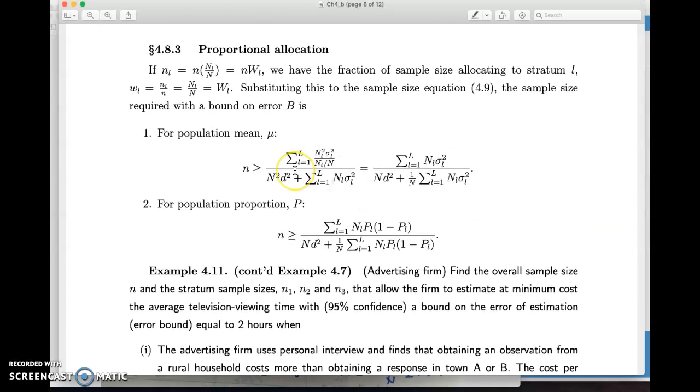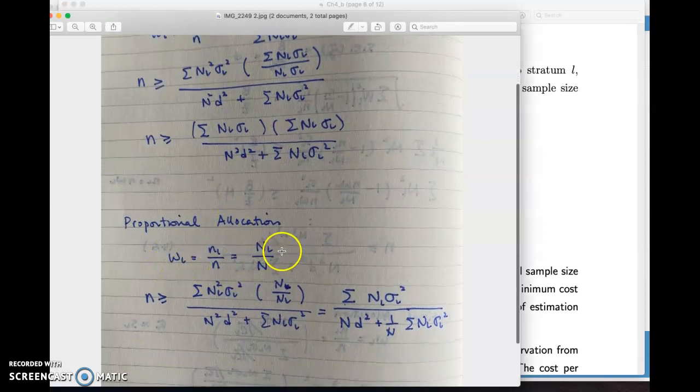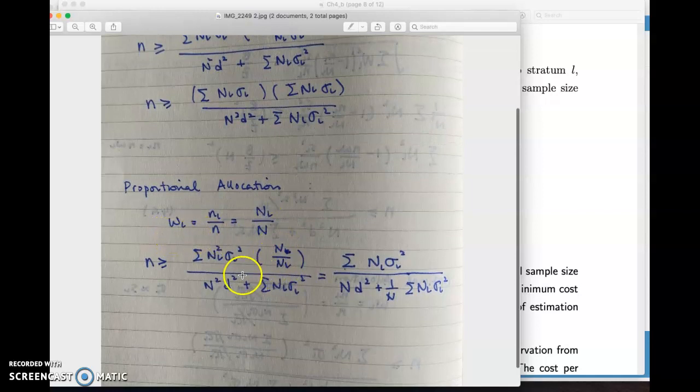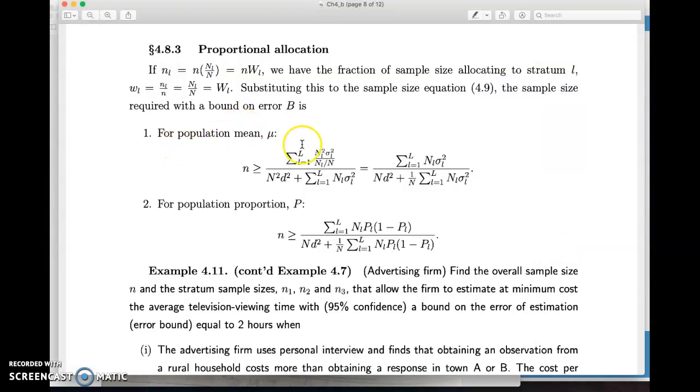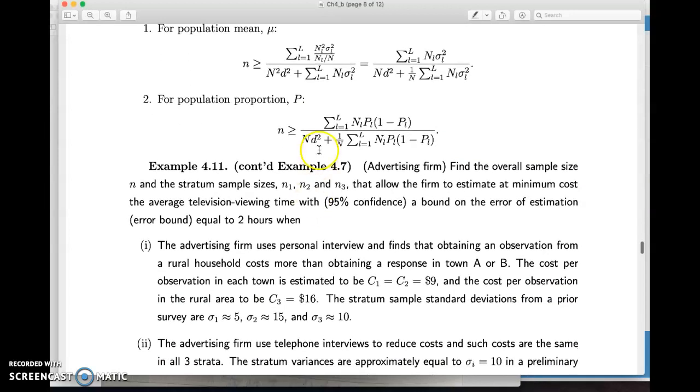Under proportional allocation, wL is NL out of N. So substitute wL into the equation of sample size: the summation of NL squared sigma L squared multiplied by the inverse of this, so N divided by NL. Again, we can cancel one NL. So we have the summation of NL multiplied by sigma L squared, and we have capital N squared. So cancel the capital N, and cancel the N squared. Then we have 1 over N. For proportional allocation, the sample size formula would be this. Similar for the proportion formula.